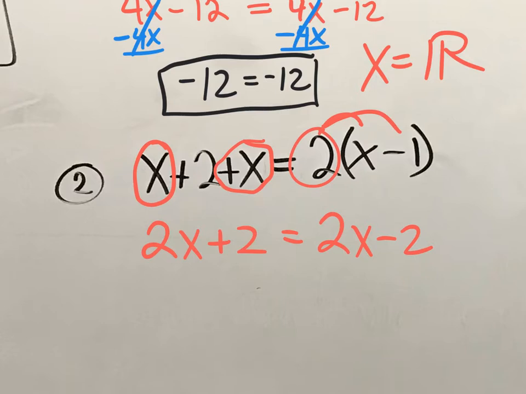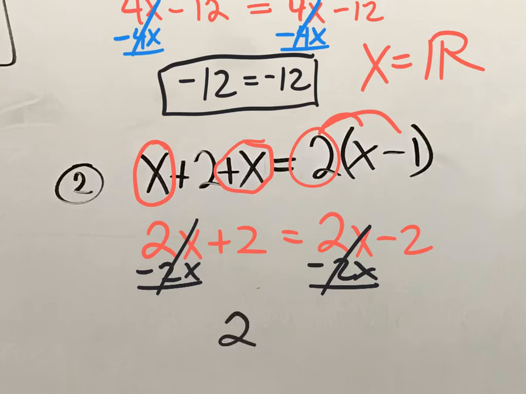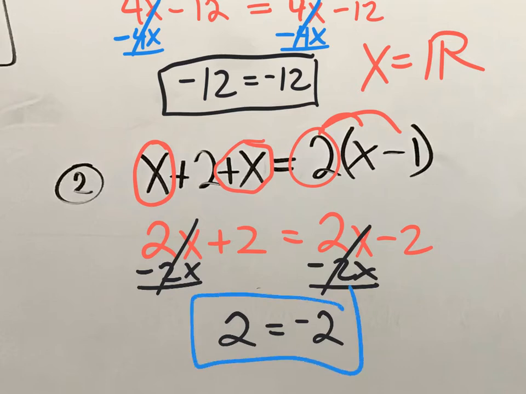Now let's continue solving. I want to get x by itself. Here's one x, here's another x. I don't want x's on both sides. Let's get x by itself on one side. So I'm going to subtract this 2x. And what I do to one side, I do to the other, and it also cancels out. It also becomes 0. So I really have 2 equals negative 2. Now that, ladies and gentlemen, is what? It's impossible. 2 does not equal negative 2.